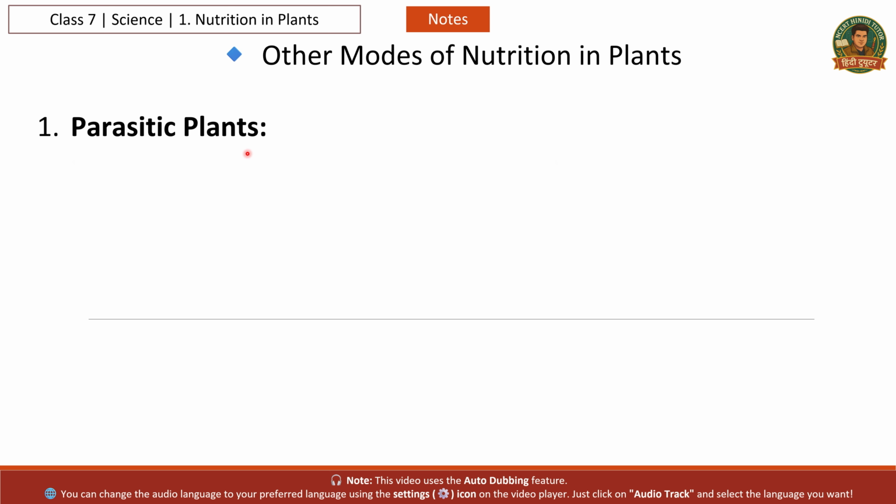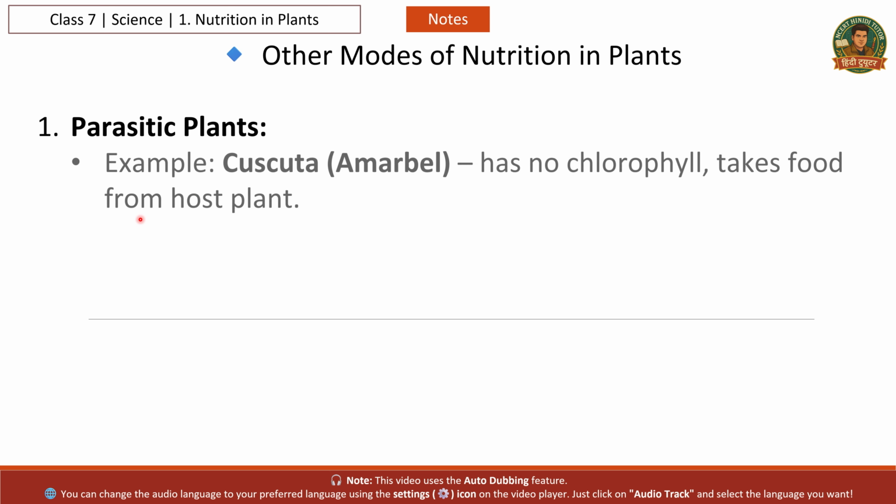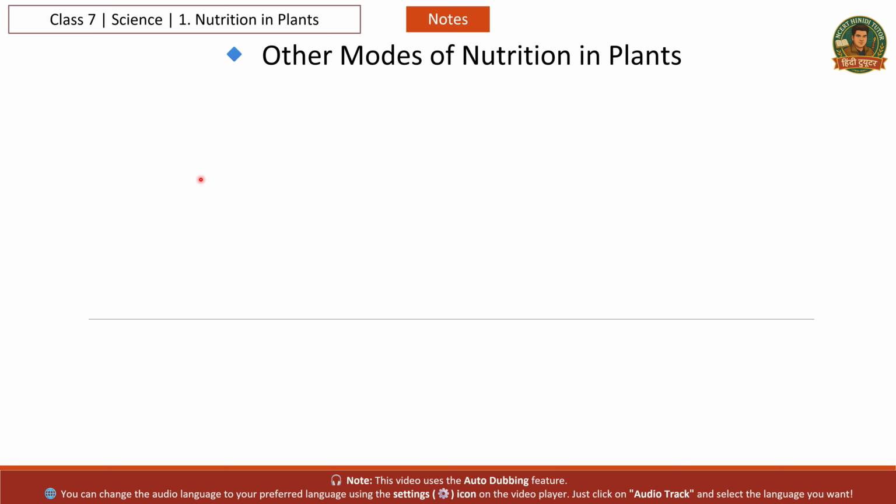First, parasitic plants. Example, Cuscuta (amarbel) has no chlorophyll, takes food from host plant. Such plants are called parasites. Second, insectivorous plants. Example, pitcher plant traps and digests insects. They are green but grow in soil lacking nutrients, especially nitrogen.